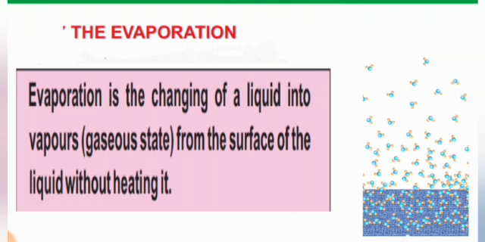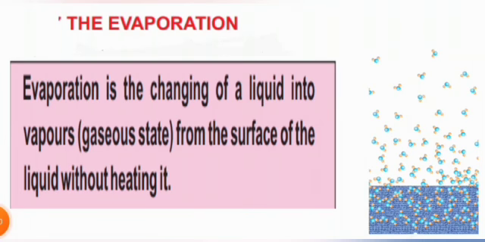This is called evaporation. Thus we can say that evaporation is the changing of liquid into vapors, that is gaseous state, from the surface of the liquid without heating it. Students, unlike boiling, evaporation takes place at all temperatures but only from the surface of a liquid.